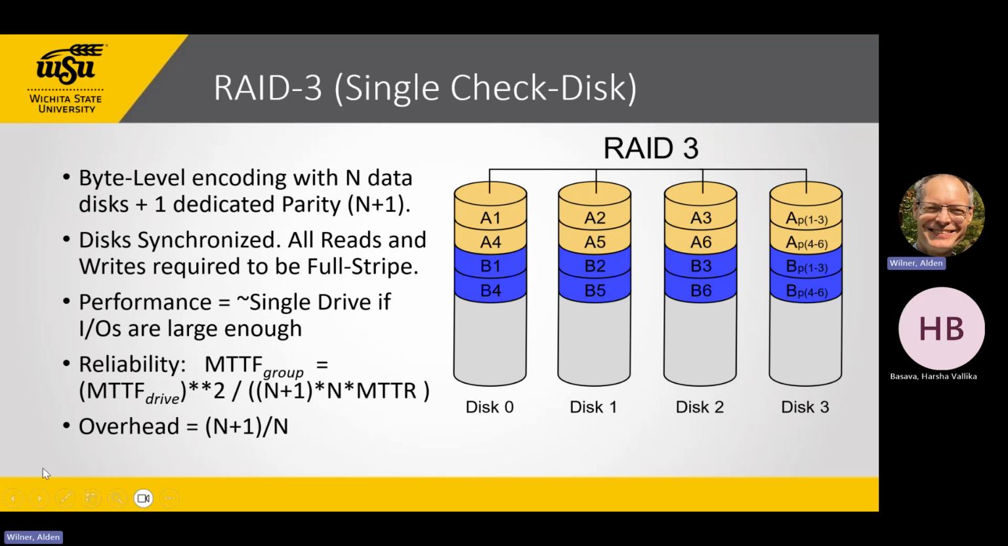Our overhead is n plus 1 over n. In other words, we've got 3 data drives, but we've bought 4 drives. So our overhead in this case is 4 over 3, or 33%, right? Overhead.